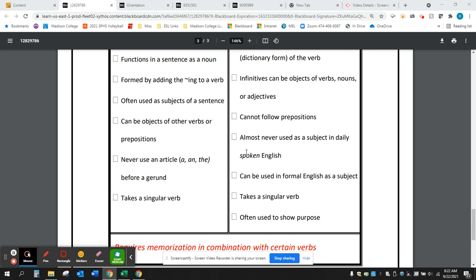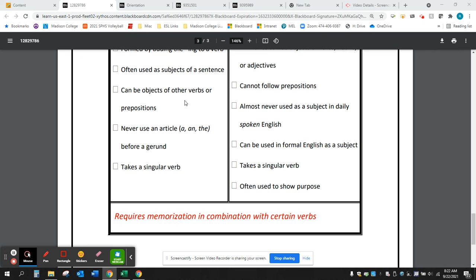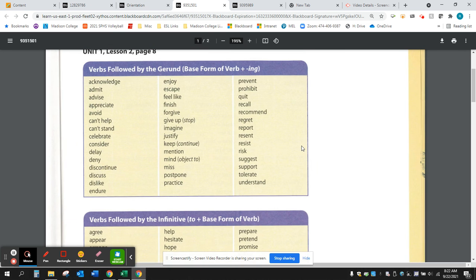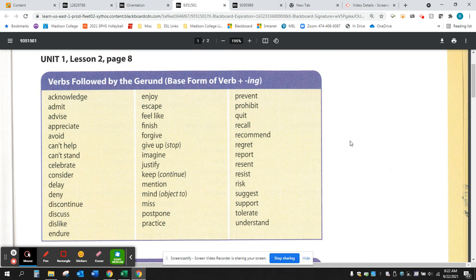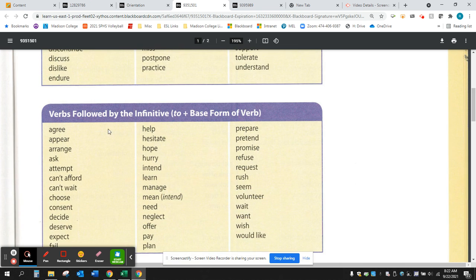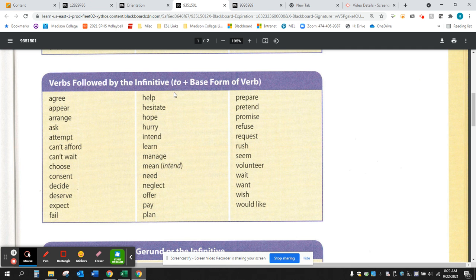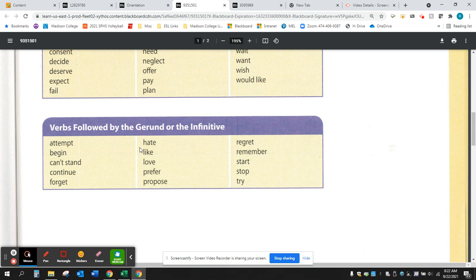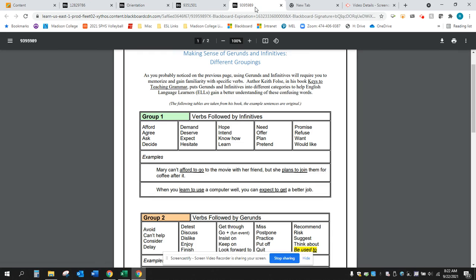As I mentioned before, it is best to learn gerunds and infinitives in different groups. And so finding a list similar to these online is a good way. So here's a list of verbs followed by gerunds. Here's a list of verbs followed by infinitives. Here's a list of verbs that can be followed by either gerunds or infinitives.